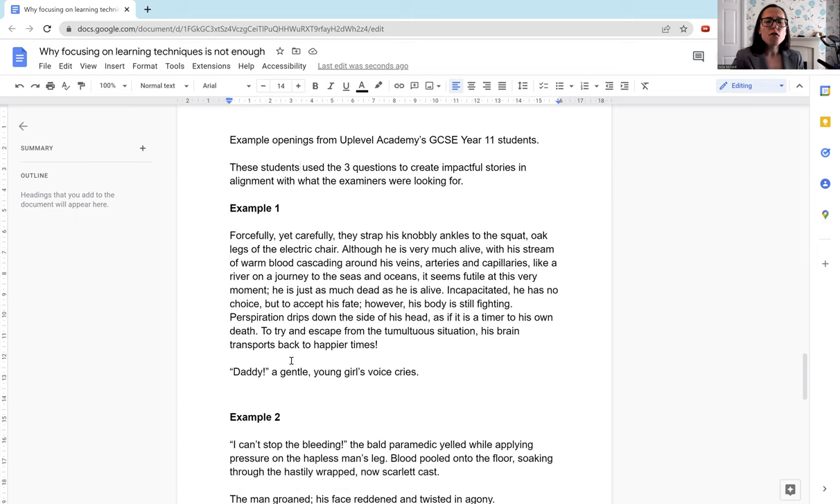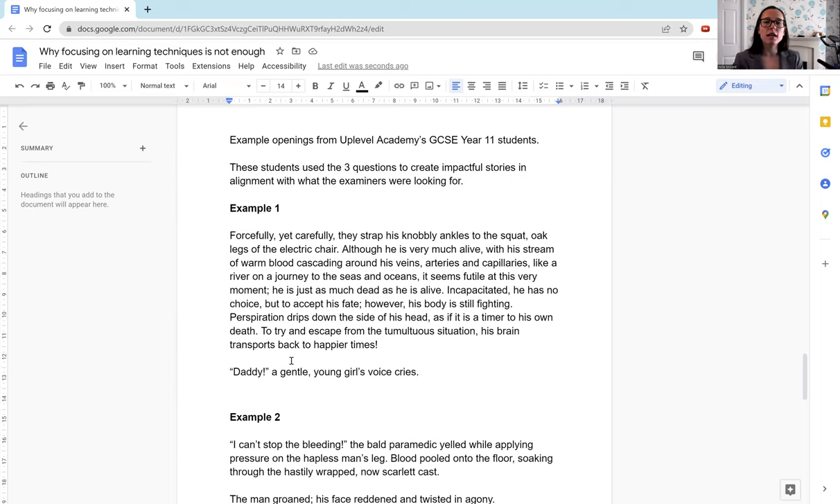So example one: Forcefully yet carefully, they strap his knobbly ankles to the squat oak legs of the electric chair. Although he's very much alive, with his stream of warm blood cascading around his veins, arteries, and capillaries, like a river on a journey to the seas and oceans, it seems futile at this very moment. He is just as much dead as he is alive. Incapacitated, he has no choice but to accept his fate. However, his body is still fighting. Perspiration drips down the side of his head as if it is a timer to his own death. To try and escape from the tumultuous situation, his brain transports back to happy times. "Daddy," a gentle young girl's voice cries.